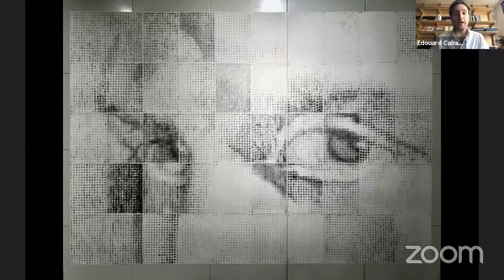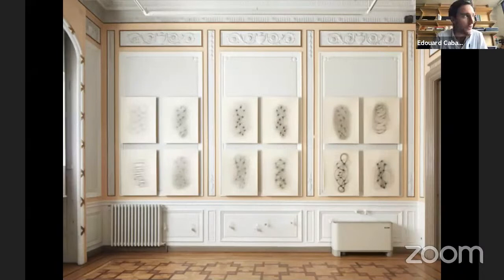But this question of the hand, of the freedom that a hand can take, is something that I also like to play with. Here are 12 drawings that are done by 12 different persons on the basis of a code or a set of instructions that I have given to them.